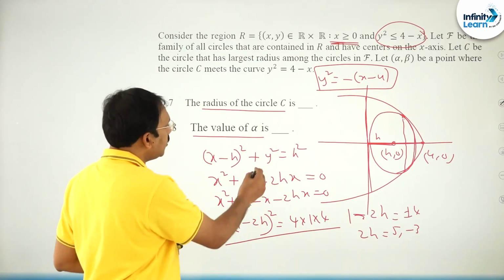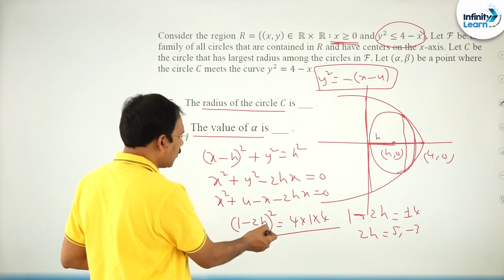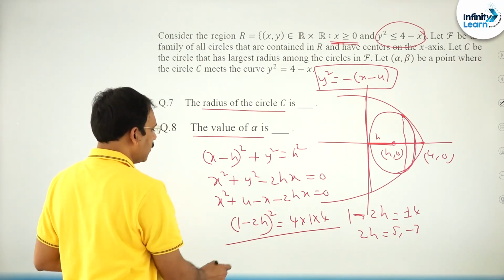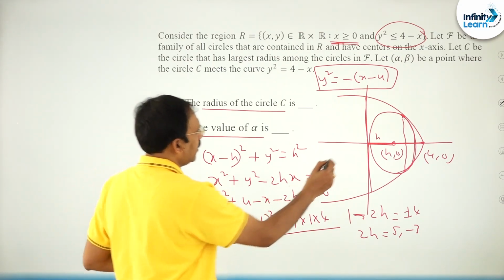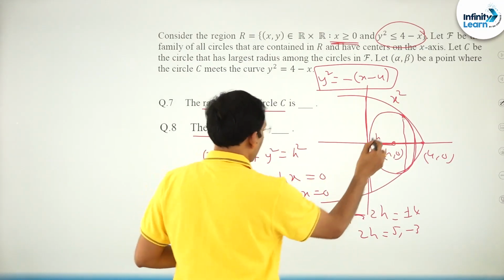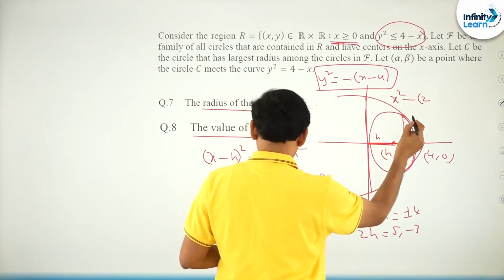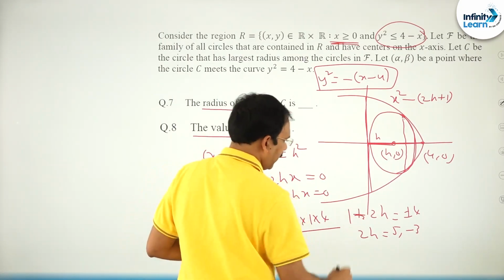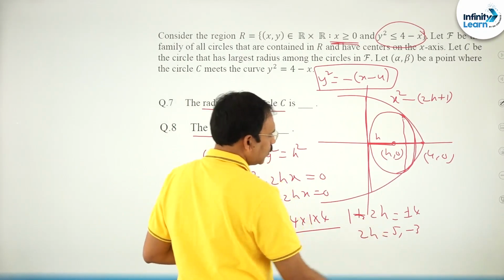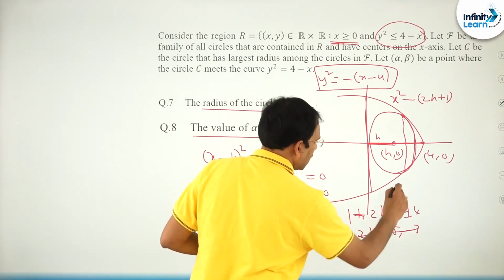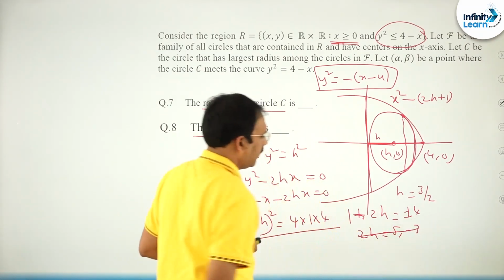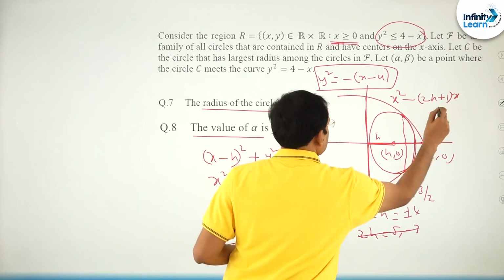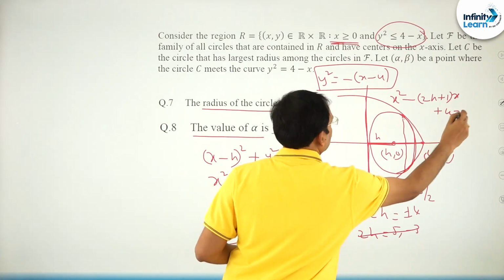Next is the value of alpha. Alpha is nothing but the x coordinate, which for this quadratic equation is minus b by 2a. Minus b by 2a means, you see, this is going to be x square minus of 2h plus 1. This is going to be plus, right? So, 2h is equal to 3 by 2. I can say h is 3 by 2. Yes, 3 by 2 is a valid one, the other is negative. So, this is going to be x square plus 2hx plus 4 equal to 0.